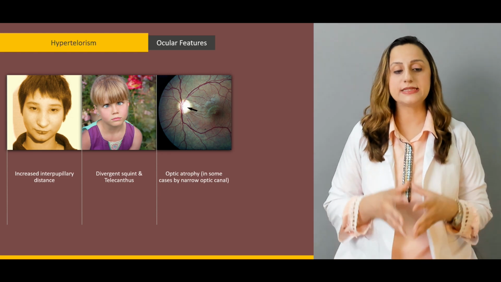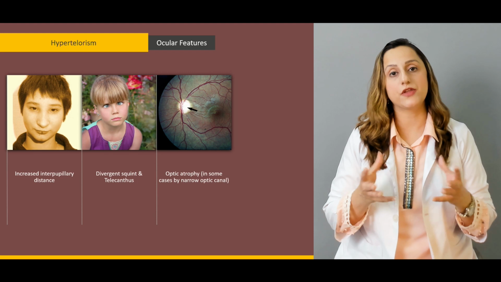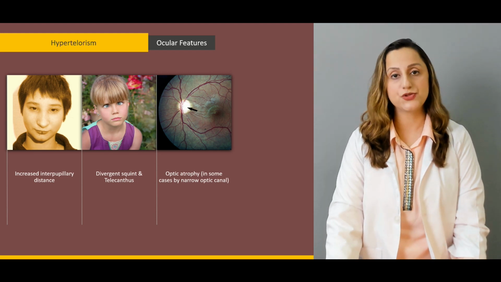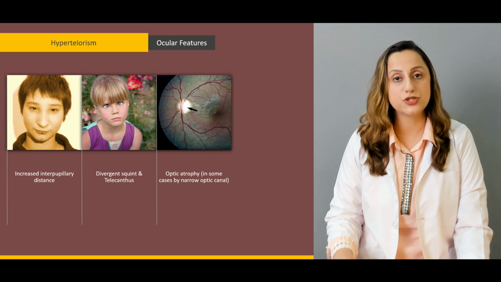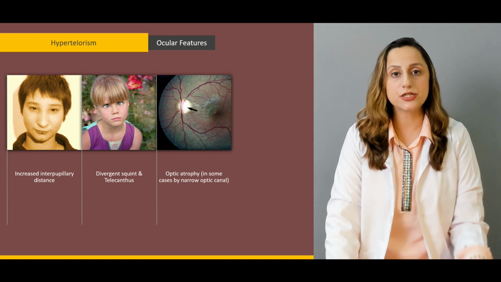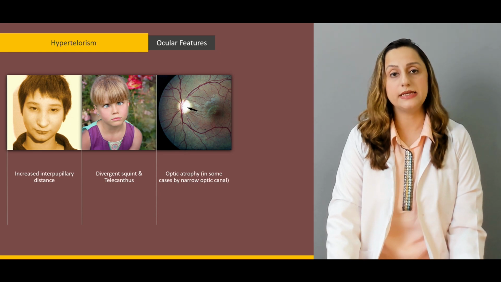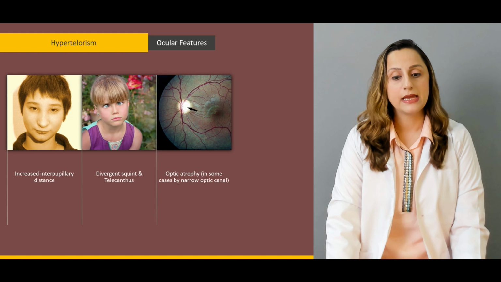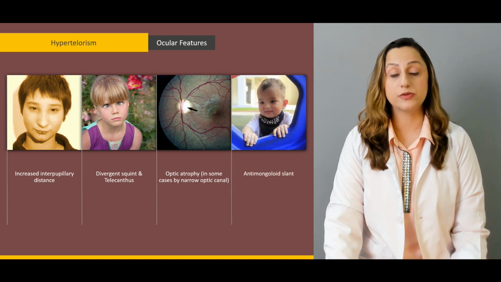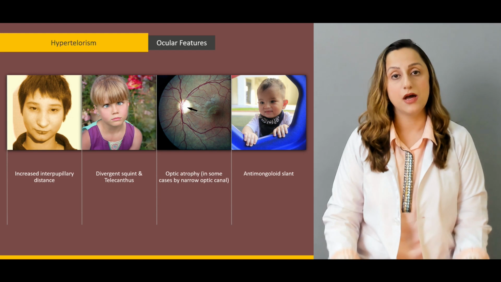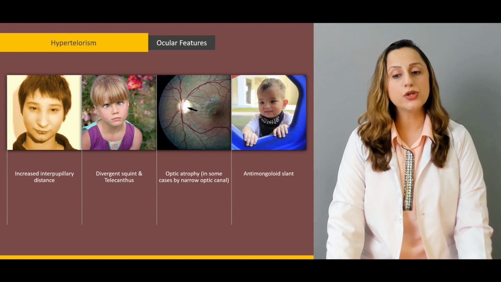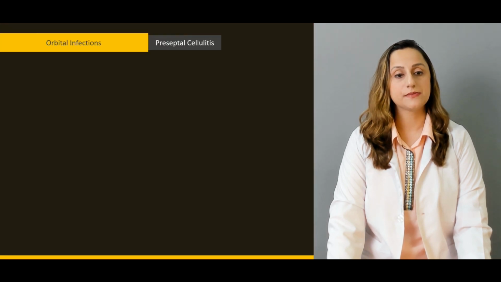Due to this divergent squint and due to this compression of the orbital cavity, you would observe that there is an optic atrophy in these children. Hypertelorism is a symptom. It's just a sign that is usually observed in different syndromic conditions, may it be Crouzon syndrome or other facial dystrophies that we observe. In some cases, the optic canal is narrowed down and it's compressing on the optic nerve, and that is the reason for the optic atrophy over here. Anti-mongoloid slant is noted in these children. The orbital infections or the preseptal cellulitis is one of the orbital conditions.